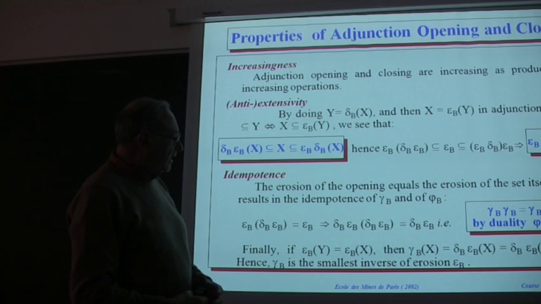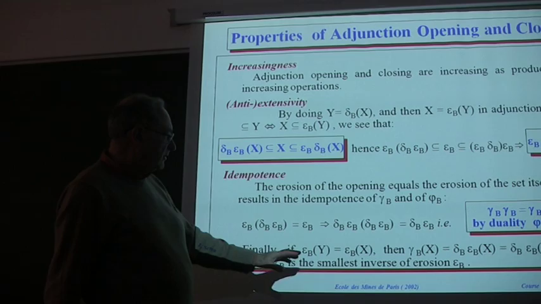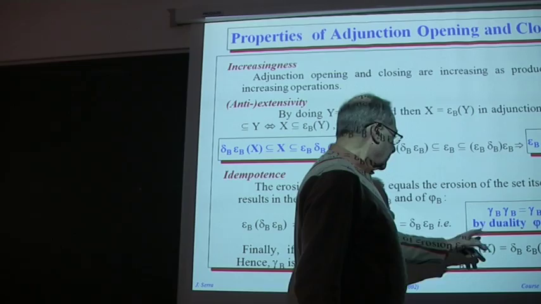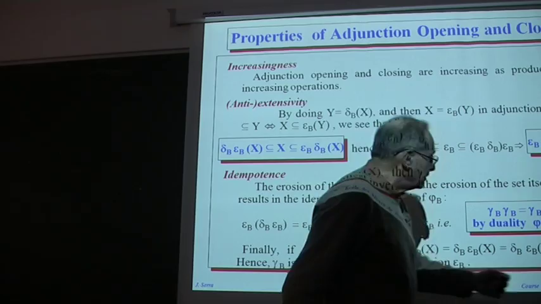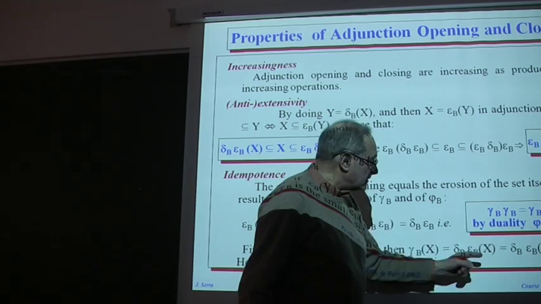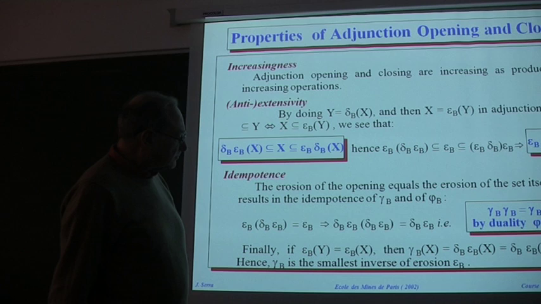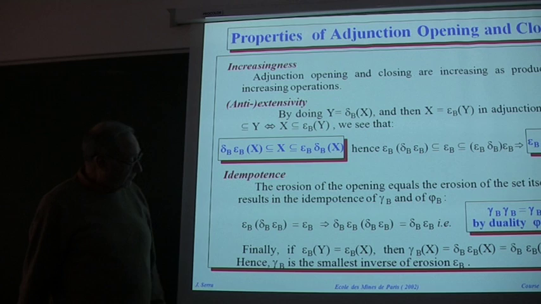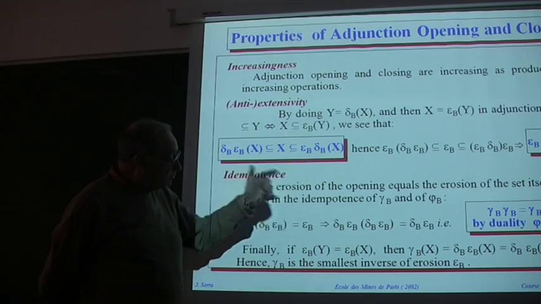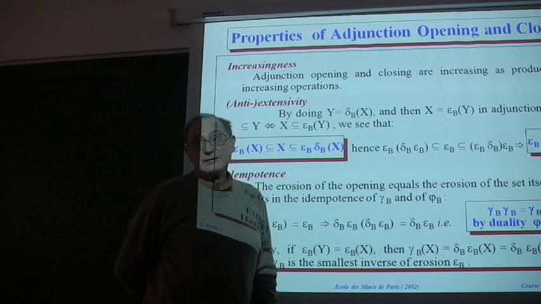And since they have the same erosion here, you draw that this dilation of the erosion, which is an opening, is smaller than the initial set, because the opening is anti-extensive. So the opening of any set is smaller than Y. So the opening here is the smallest possible one. Is it clear? If you have two sets and you take the erosion and you open from the erosion, it will always be smaller than the initial set. So the opening is always the smallest one.